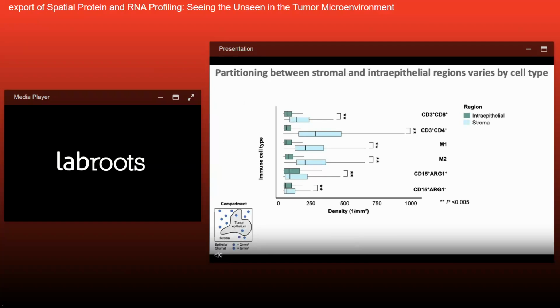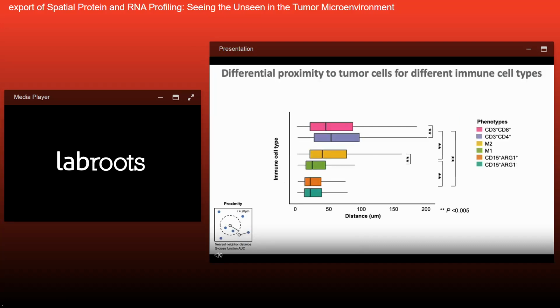When we then looked at these densities in terms of whether the immune cells were preferentially located in the intraepithelial or stromal regions, we found that some immune cells, like T cells, are much more likely to be enriched in stroma. In contrast, granulocytes, such as CD15 positive cells at the bottom, are distributed much more equally between intraepithelial and stromal areas. We were also able to look at the proximity of various immune cell populations to tumor cells.